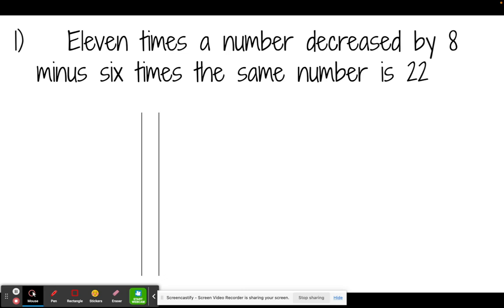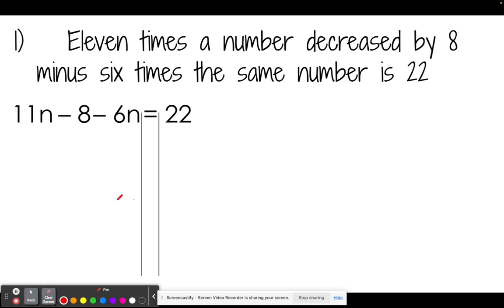Okay, let's look at this one. It says 11 times a number, so that would be this, decrease by 8. So when we hear decrease, we should think subtraction. Minus 6 times the same number. So we want to use the same variable. 6 times the same number means equals 22. Well, where do we go from here?